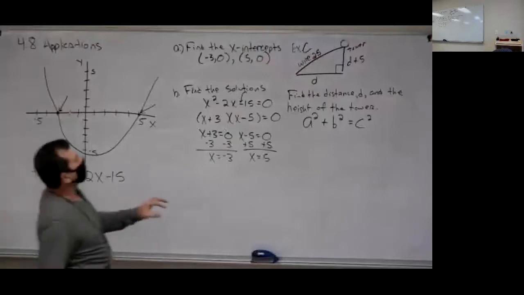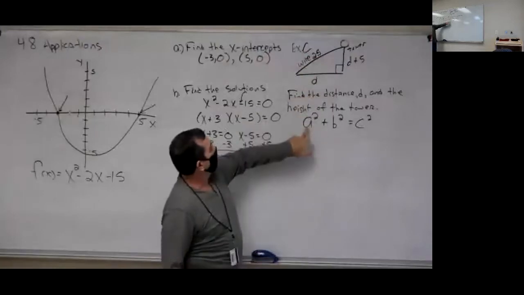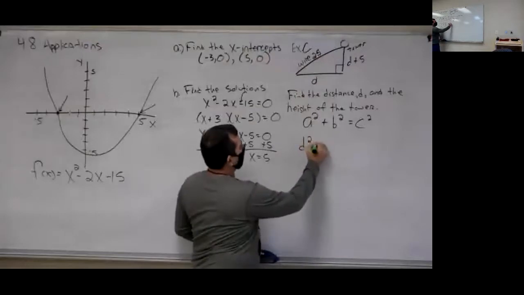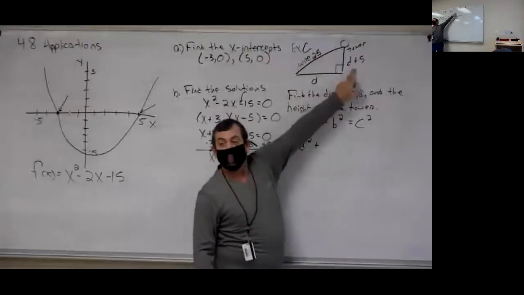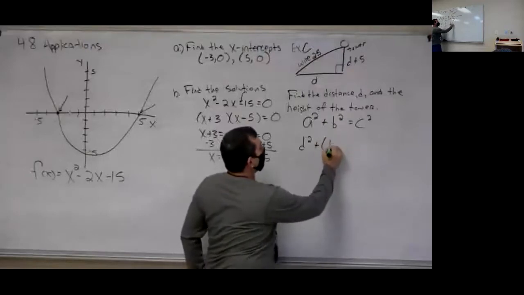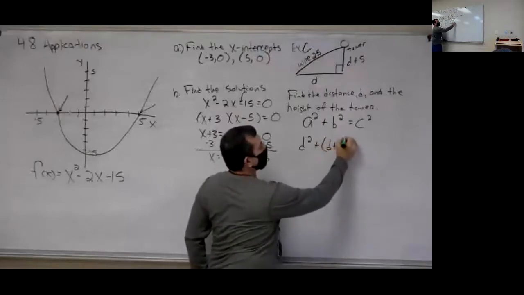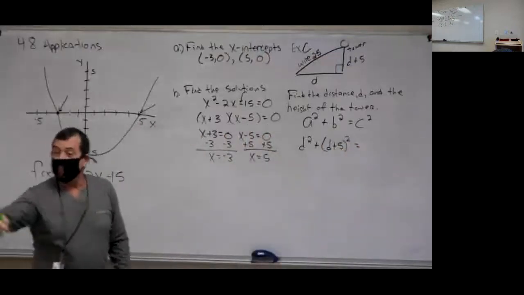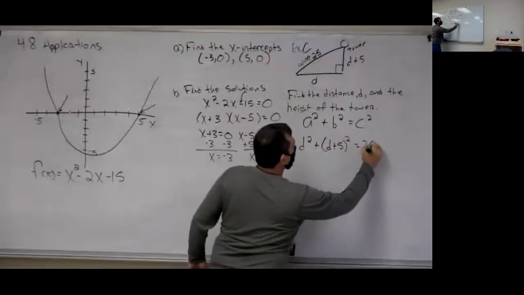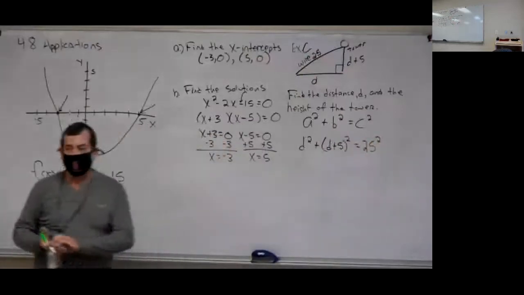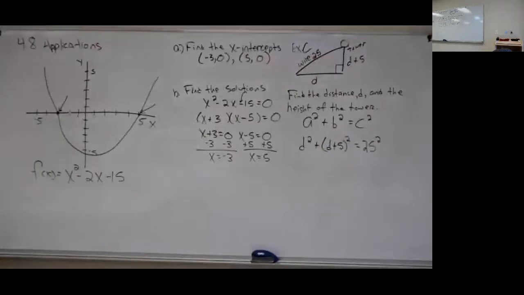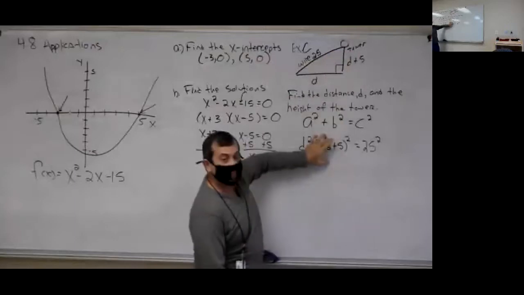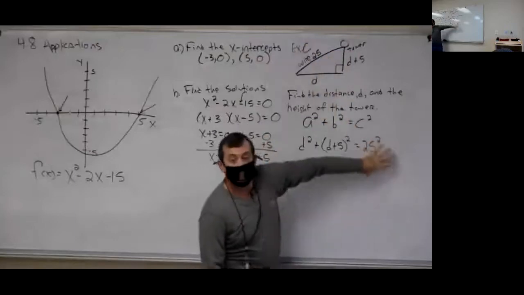So let's just plug everything into the formula. A squared can be this side, so that'd be D squared. B squared will be this side, but that's D plus 5. So I'm going to put my D plus 5 in parentheses and square it. And that's going to equal 25 squared, right? So I'll just plug my sides in. D squared, D plus 5 squared. That's going to equal 25 squared on that side.